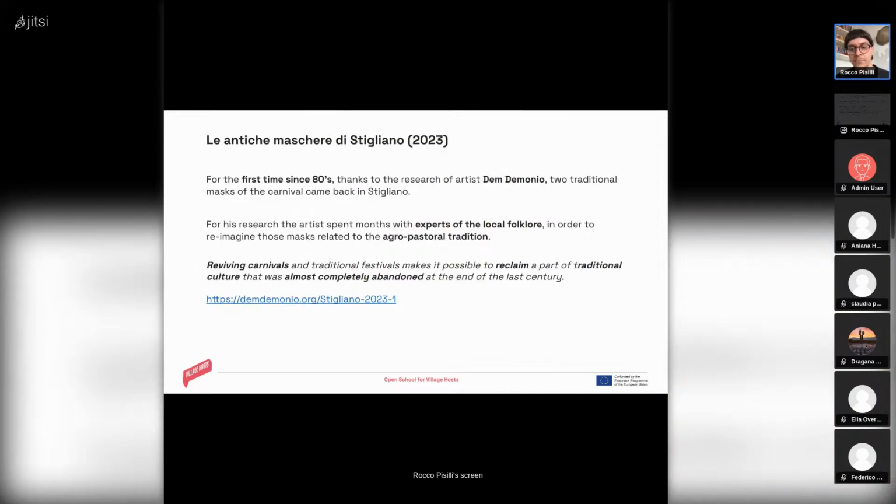So this year, in the months before the carnival, they hosted in residency the artist Dem Demonio, who had the idea to work on the two traditional masks of Stigliano. And so this year, for the first time since the 80s, in the carnival in Stigliano, they had some people wearing these traditional masks. The tradition of these two masks had already disappeared. Just a few people know about these traditions.